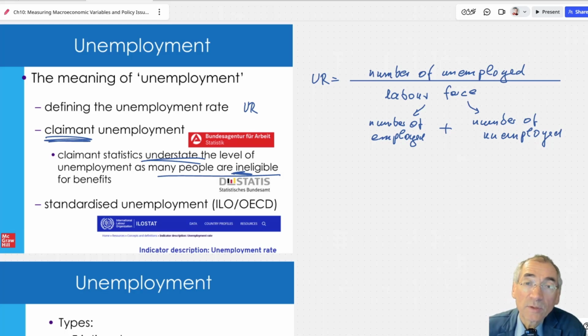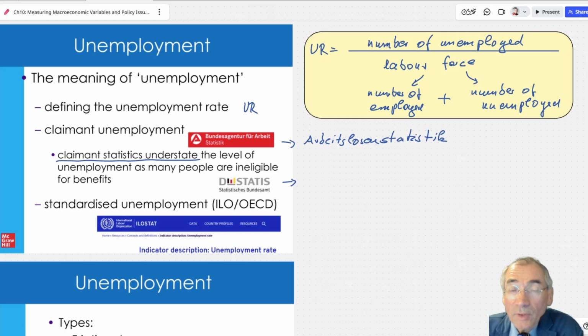And that's why there is also another statistic in Germany. The Bundesagentur für Arbeit publishes the Arbeitslosenstatistik. And when we translate this to English, it's the unemployment statistic. Also, the other one published by the Statistische Bundesamt, the Erwerbslosenstatistik. In English translation, both of them would be unemployment rates or unemployment statistics.